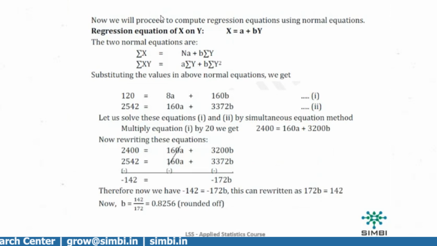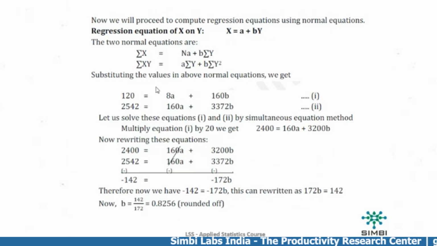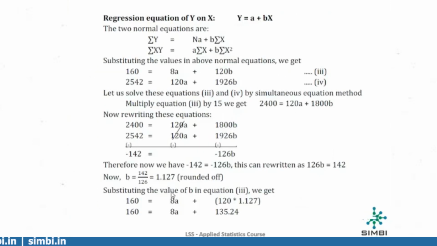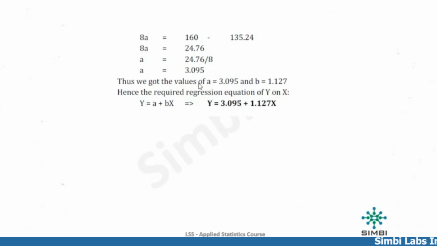And now we need to add all values in the equation. So the regression equation is as follows: summation x equal to a plus b summation y. We need to put all values in that and do the calculation, and we'll get the answer b equal to 0.8256. And in the same way, we can do the other values also.